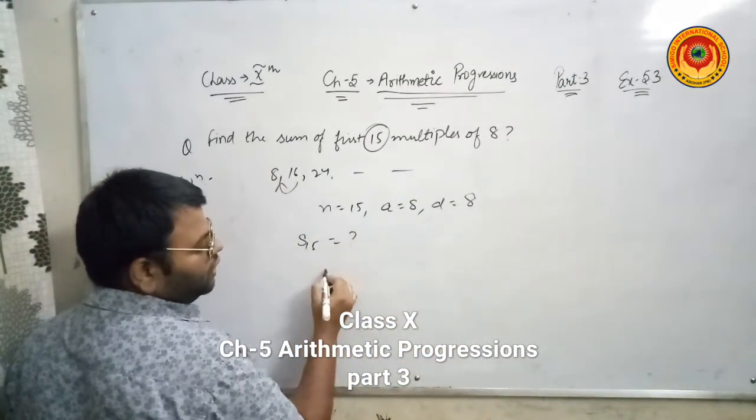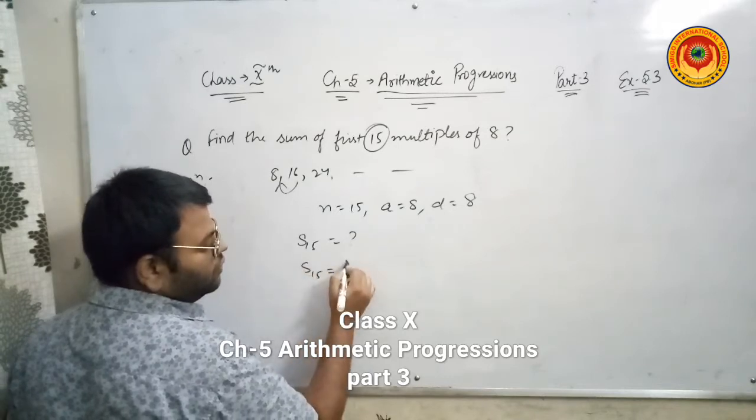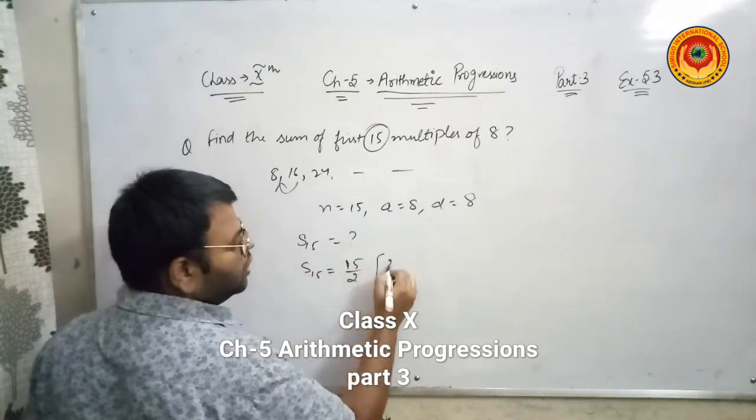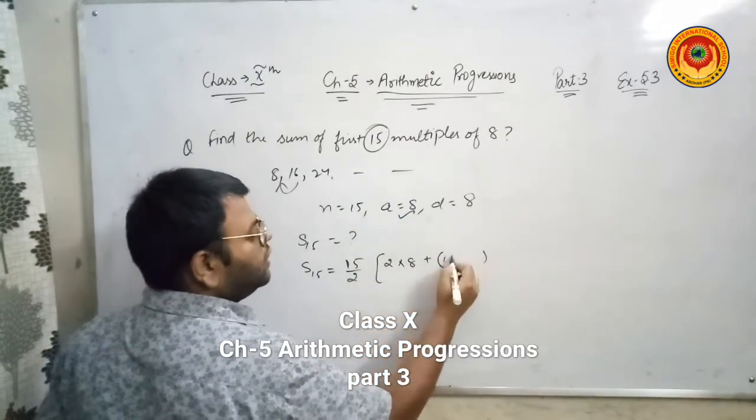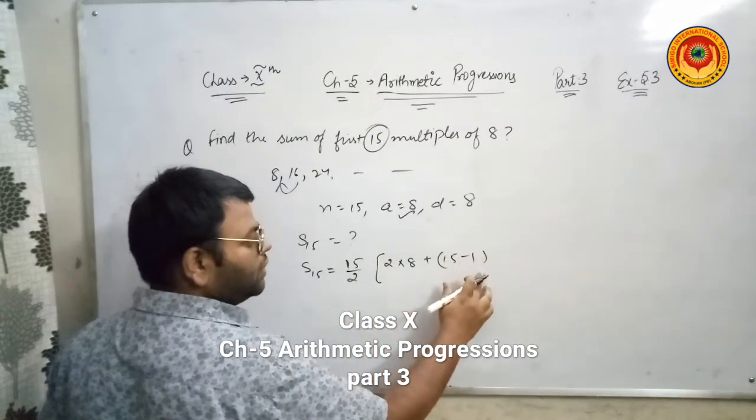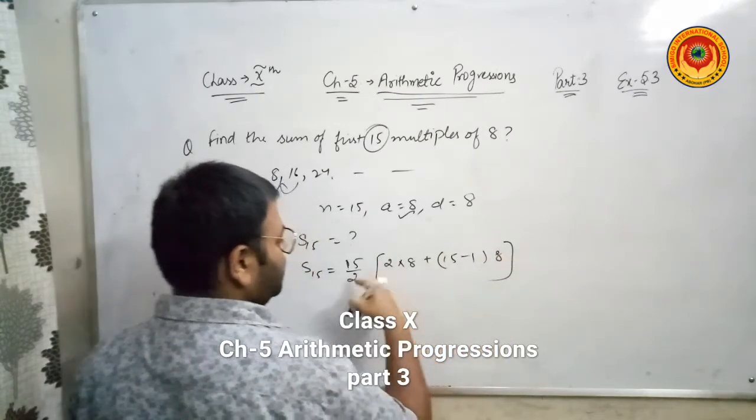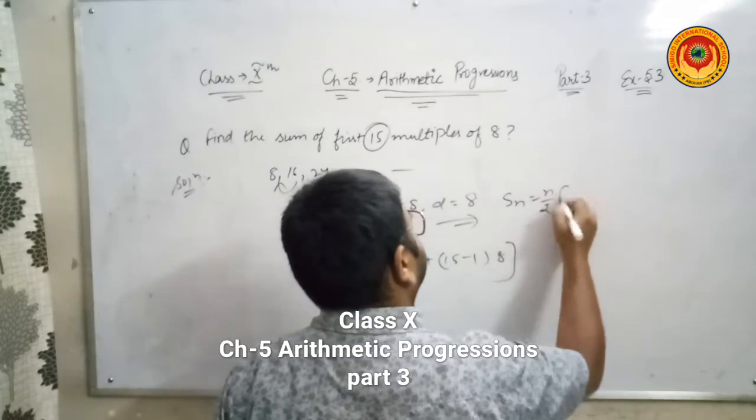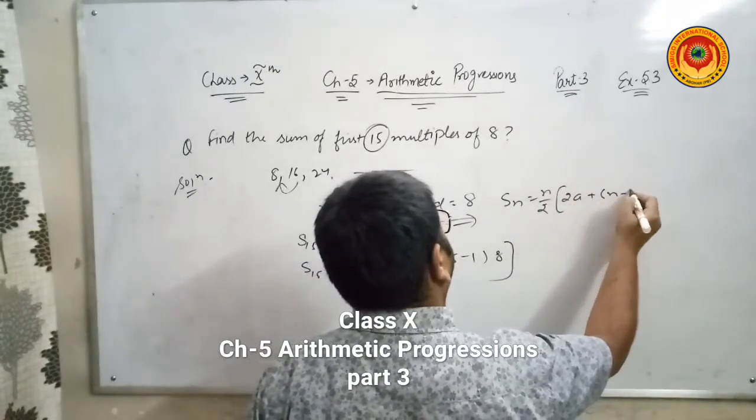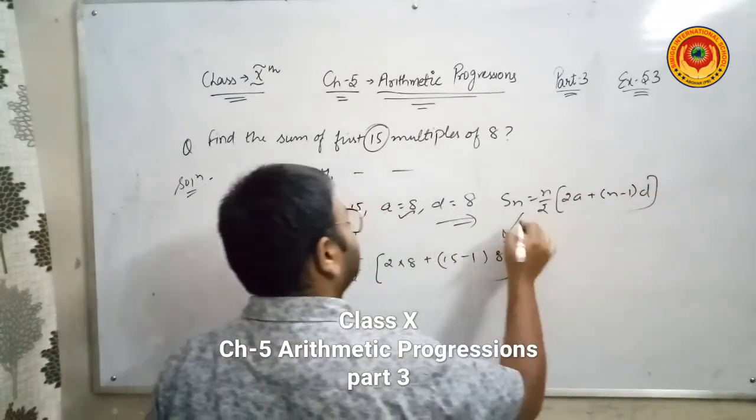What's the formula for S15? 15 by 2. 2 into a. What is your a? 8. 15 minus 1. What's the formula? n minus 1 into d is 8. Before that you have to write the formula, that is Sn. As I told you, what's the formula for Sn? After that you have to solve this.